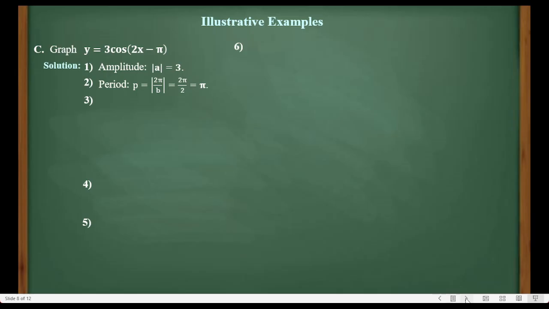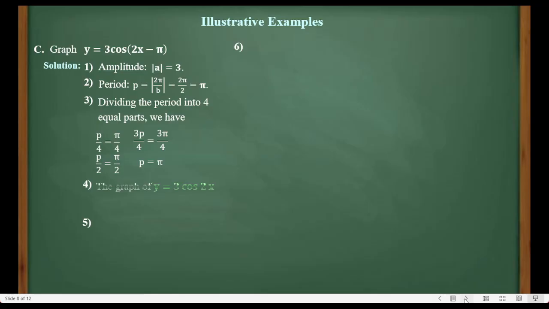And then we divide the period into 4 equal parts. Beginning with p over 4. Of course, p is equal to pi. So that is pi over 4. Then p over 2 will become pi over 2 because p is equal to pi. Then 3p over 4 is 3 pi over 4. Then p is equal to pi.